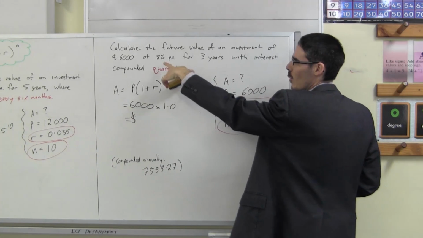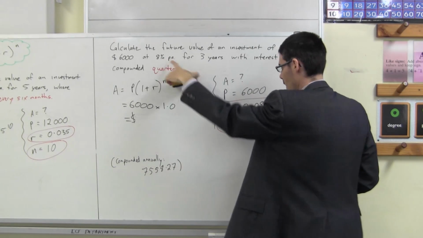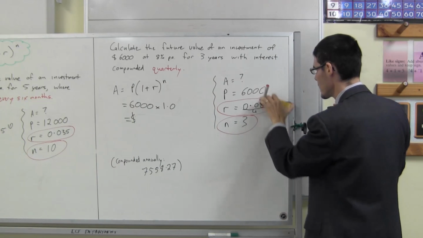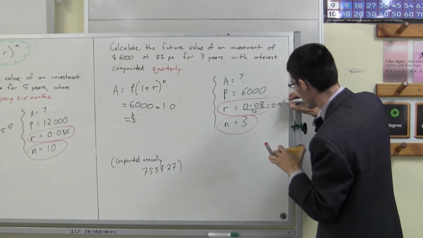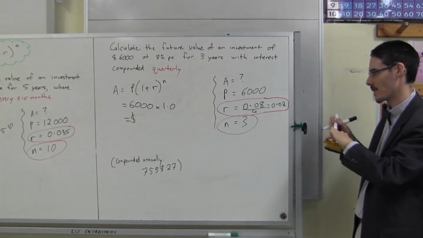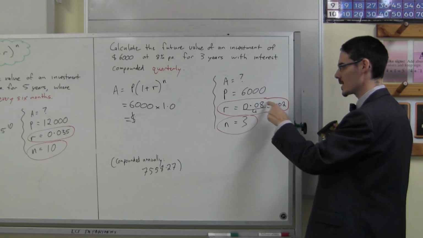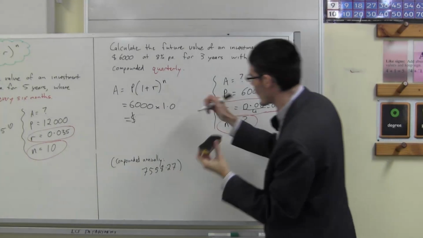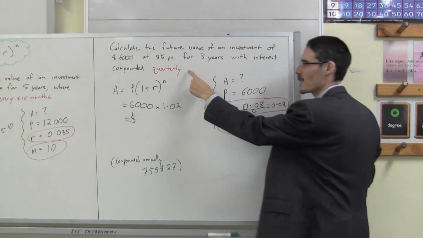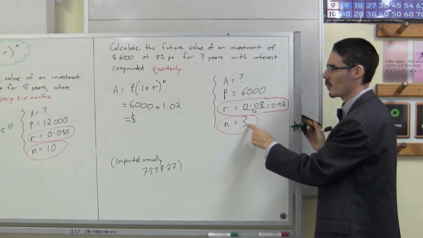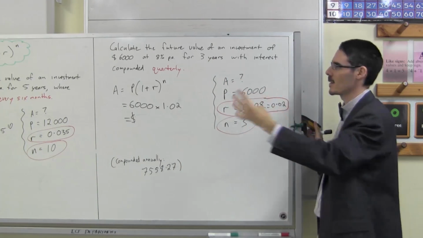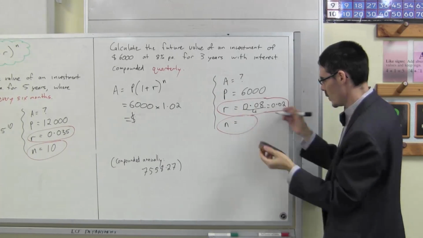Okay? If it's per quarter, I need a quarter of this interest rate. That divided by 4, which is 0.02. Okay? That's my new interest rate. It was 8% per annum, it's 2% per quarter. 1.02. Number of terms. It was number of years, but now it's quarterly. So I need this to be the number of quarters in 3 years. Well, there's 4 quarters in 1 year, so 4 lots of 3 makes 12 quarters.